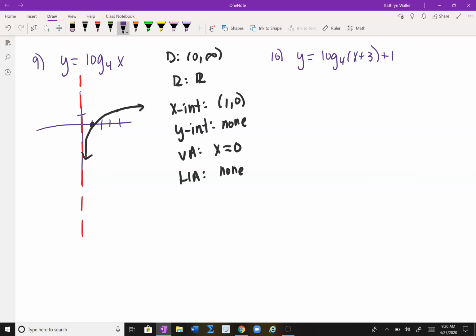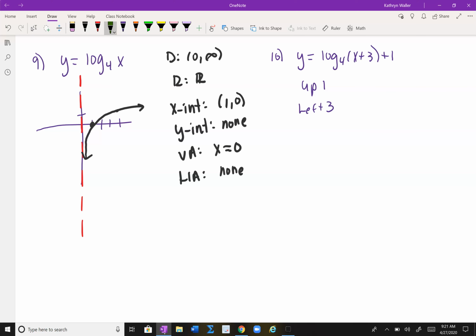Okay, so again, you're supposed to graph the parent, which is right there. And then no reflections, because there's no negative in front of the log and no negative in front of the x. By the way, if the negative was in front of the log, that'd be a reflection across the x. If the negative was in front of the x, it would be a reflection across the y. But that is not happening. So the plus 1 goes up 1. The plus 3 goes left 3.